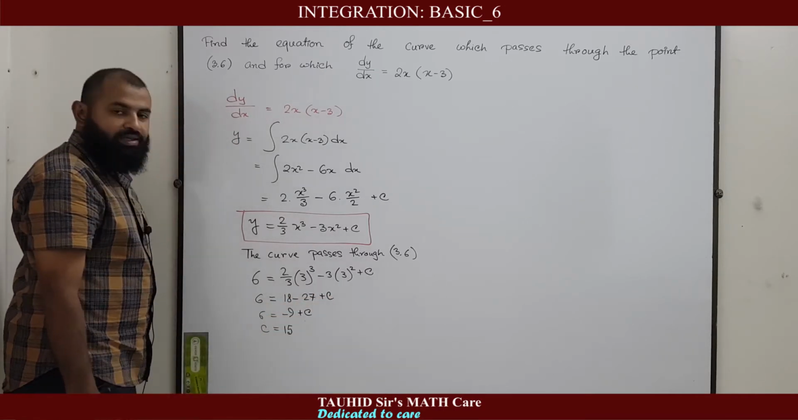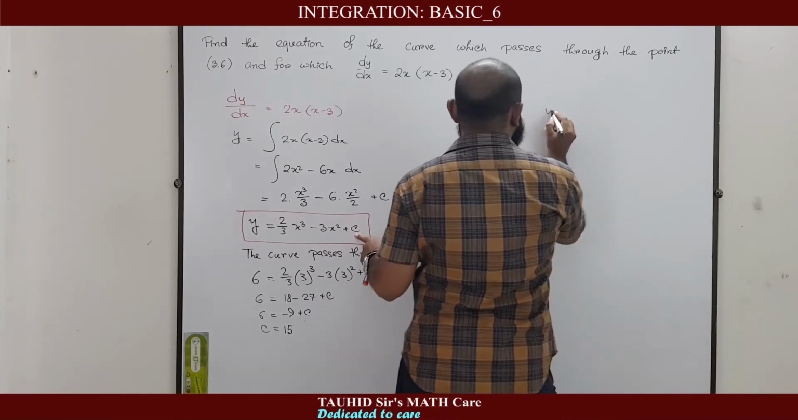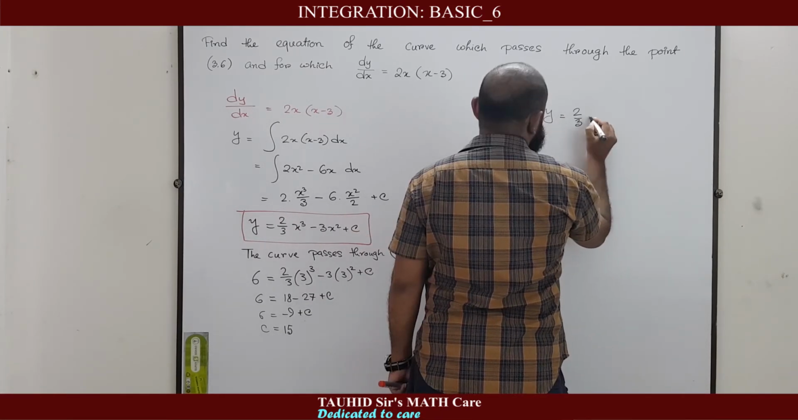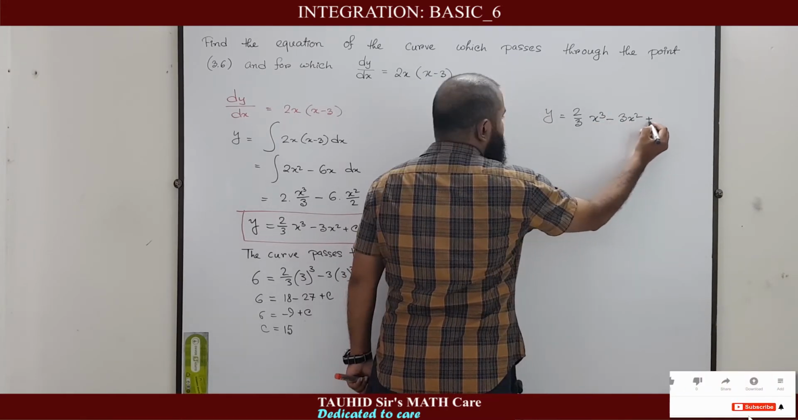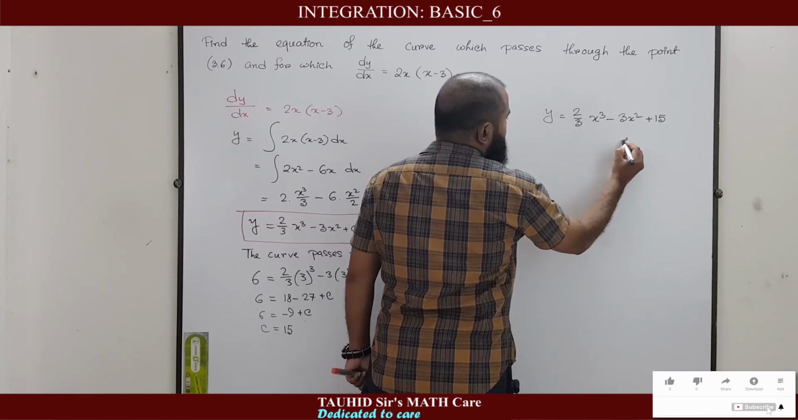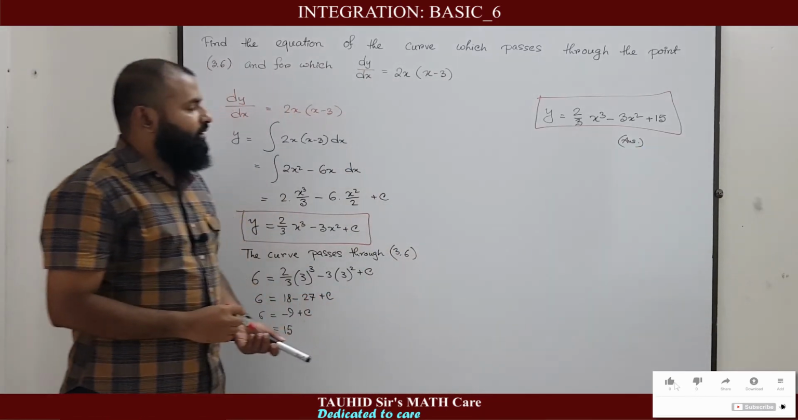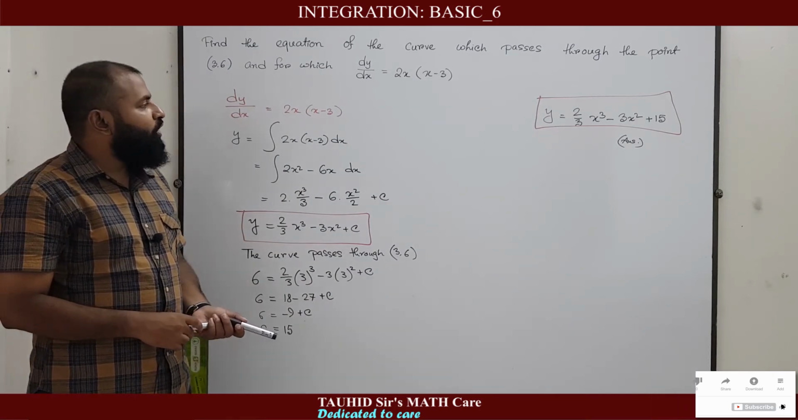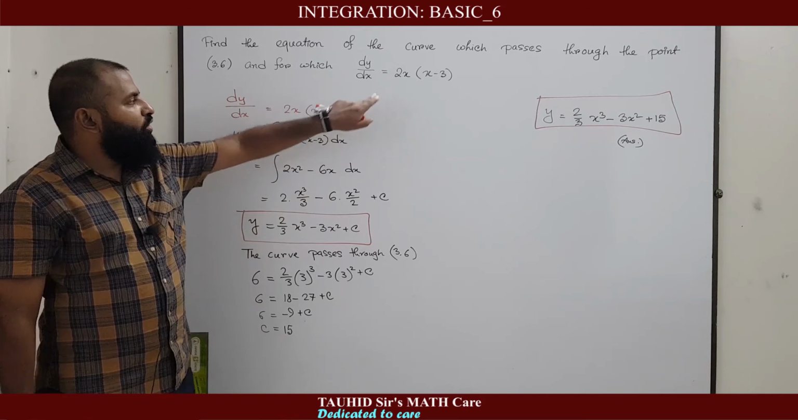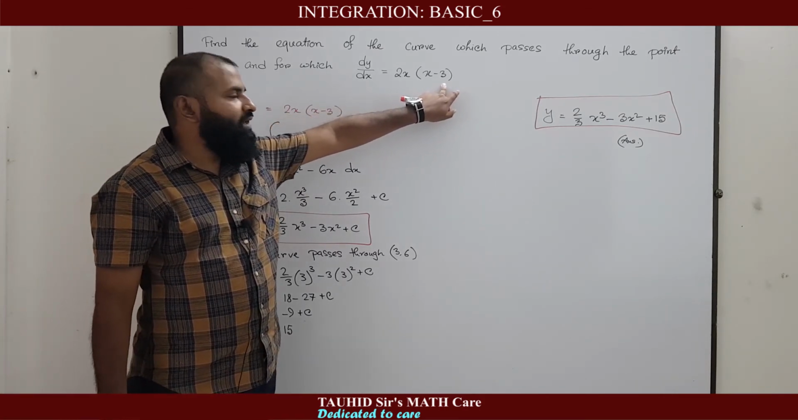Therefore, c is 15. So, we will put the value of c here: y equals 2/3 x cubed minus 3x squared plus 15. This is the equation of the curve which passes through the point (3, 6) and for which the expression of gradient is dy/dx equal to 2x multiplied by (x - 3).